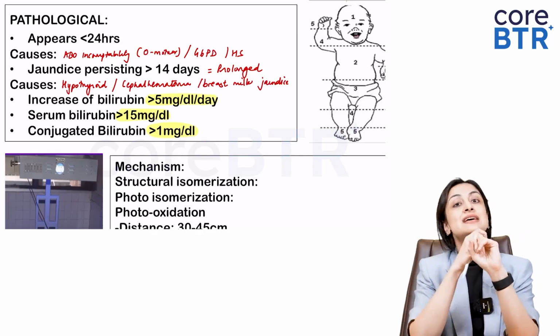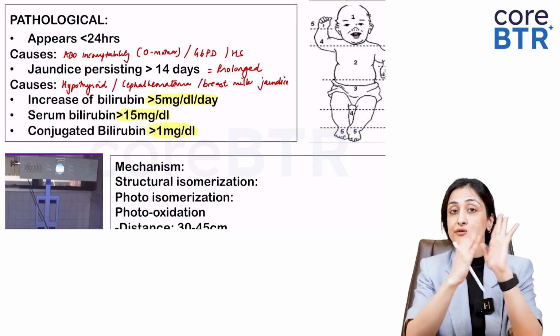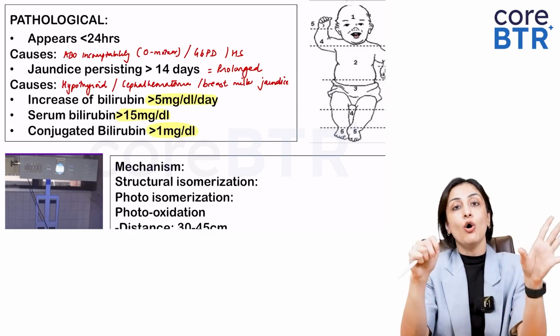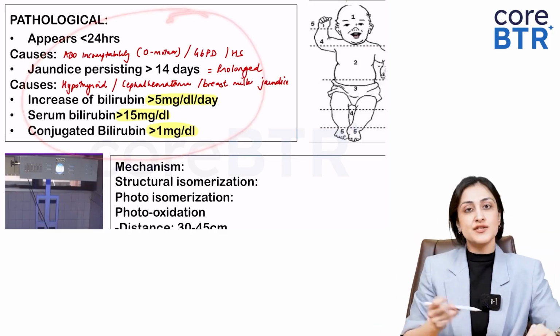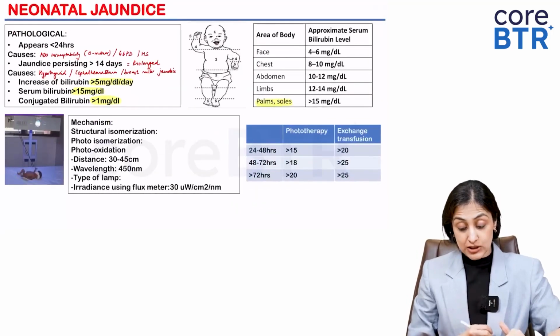So let's revise. First 24 hours, after 14 days, more than 15 or palms and soles, increase more than 5 per day, or direct more than 1. So if it is not fulfilling this, it's physiological, you can just reassure, right? So this is what we learn.